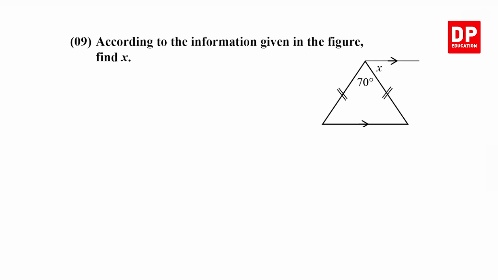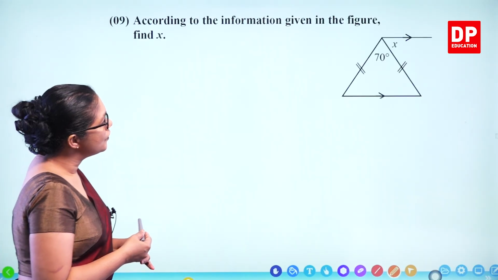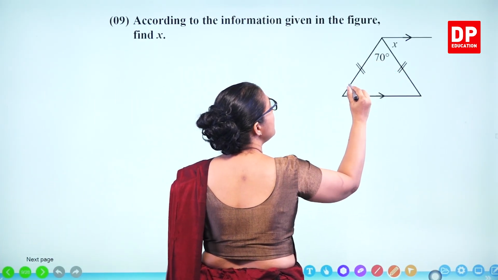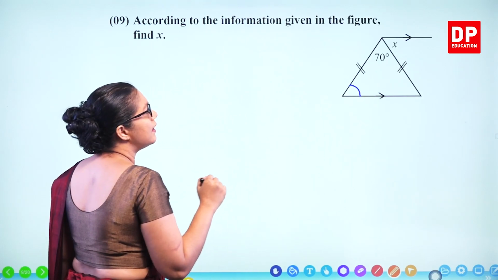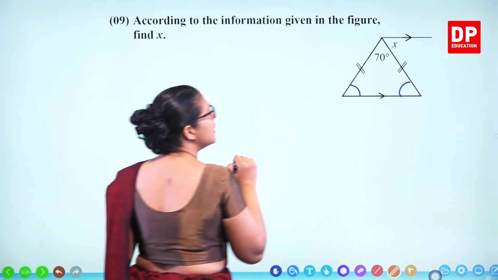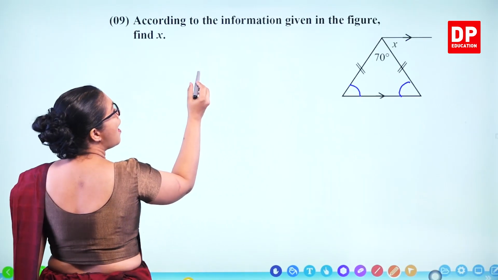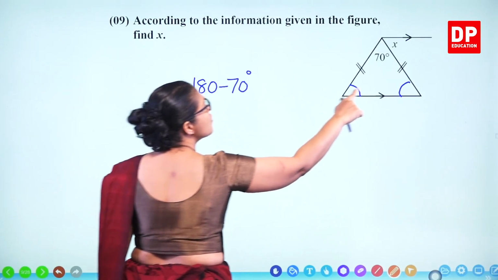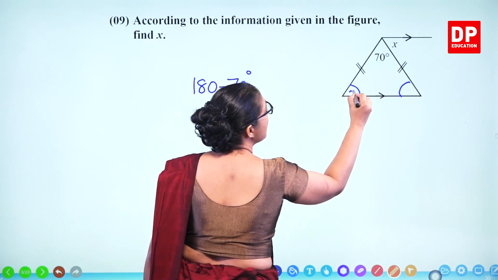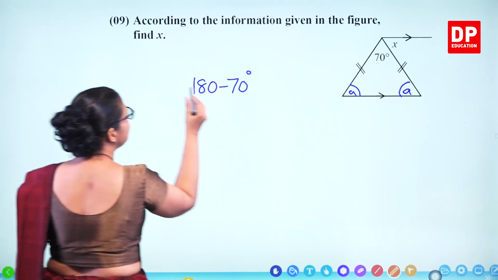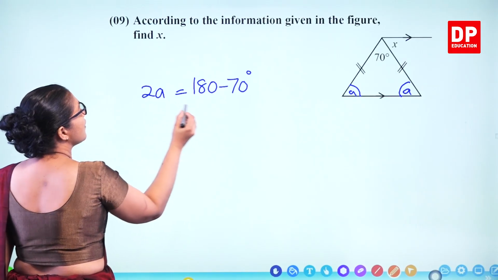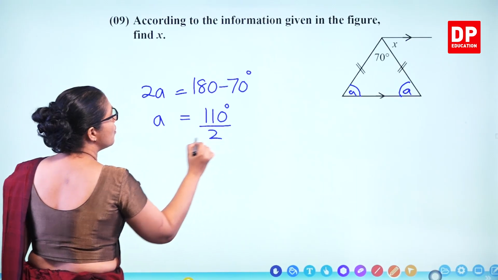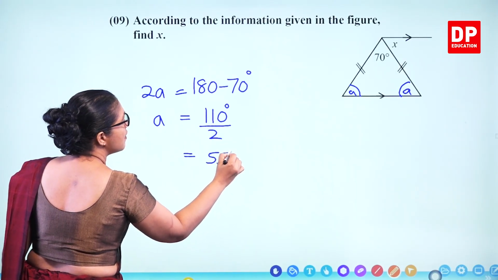According to the information given in the figure, find x. 2 parallel lines are there and 2 equal lines. So what can you write for this angle or this angle? Both are equal. So you can say 180 minus 70 is 2x. We'll put A, that's 2A. So you get 110, divide by 2, that's 55 for A.